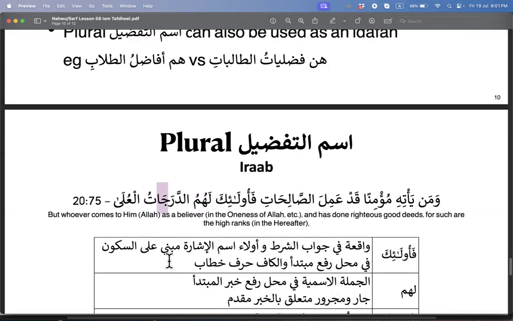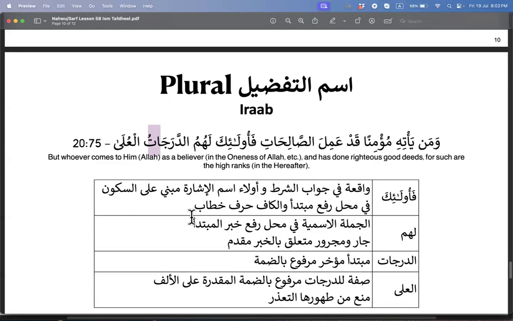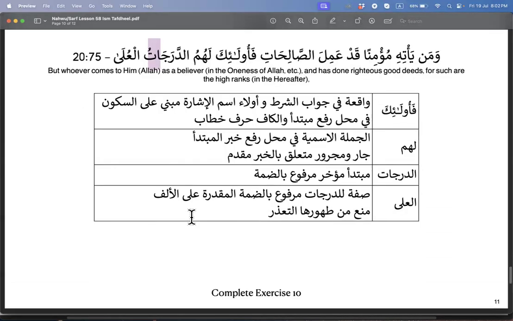Sister, when you did فَأُولَٰئِكَ, didn't we say it's mubtada already? Yes, this is mubtada. This whole jumlah is the khabar for ulaika. That's why this is another mubtada, because this is a jumlah on its own. So inside the jumlah, in that case, this will be mubtada muakhar, right, sister? Yes, correct. Exactly.